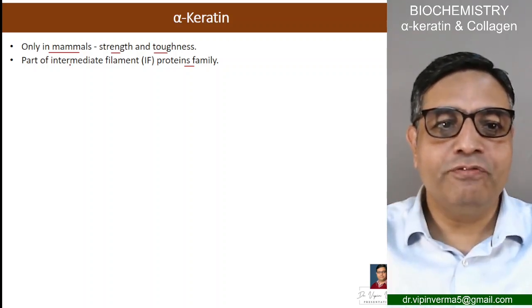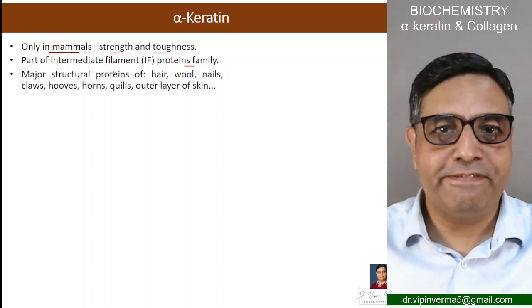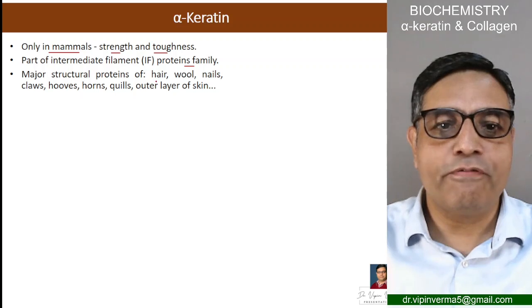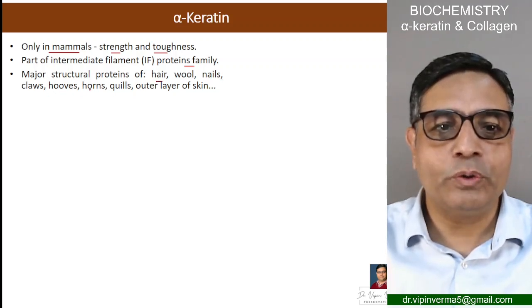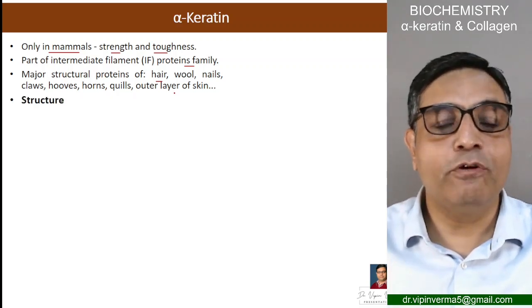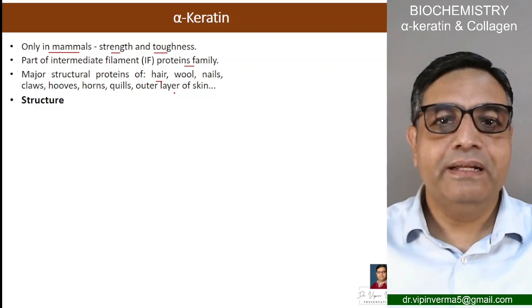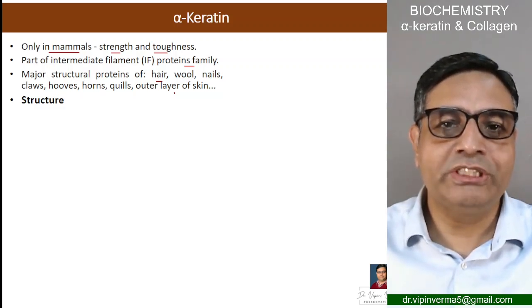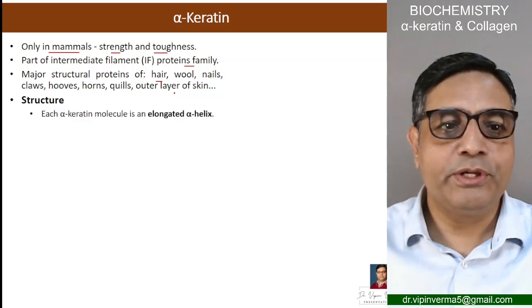So they are part of the intermediate filament proteins family, and they are the major structural proteins of hair, wool, nails, claws, hooves, horns, quills, and the outer layer of skin. And now we will see how they are arranged and what is the structure of the alpha keratin molecule.